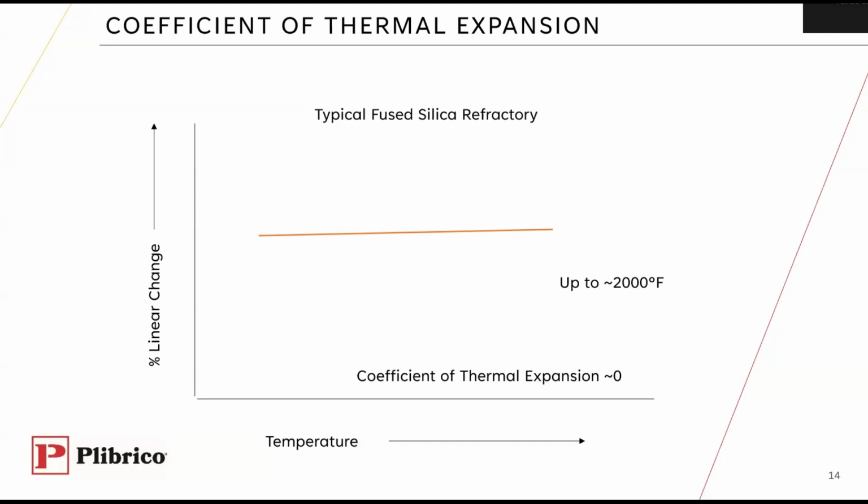But above about 2000 degrees, that glass starts to crystallize. And as it does that, it changes from glass to cristobalite. Now, cristobalite is still a good refractory, but it has a huge thermal expansion coefficient. And so if we extended this line out past 2000 degrees, you would see that coefficient of thermal expansion shoot up, and you would lose all of your thermal shock resistance.